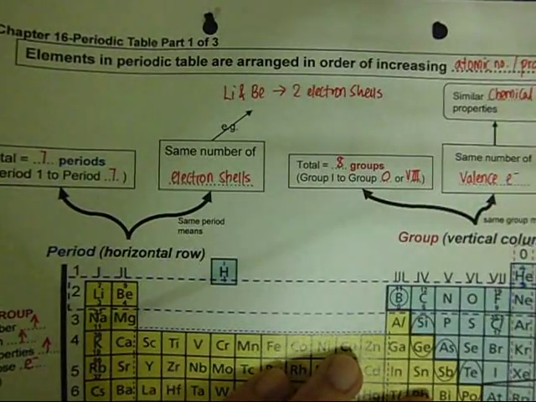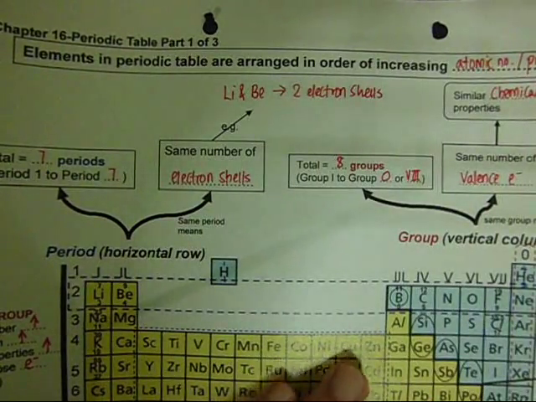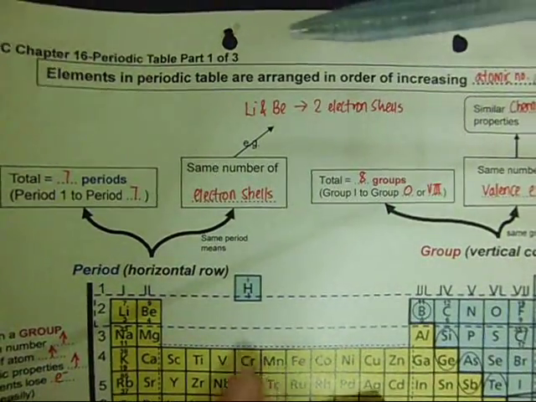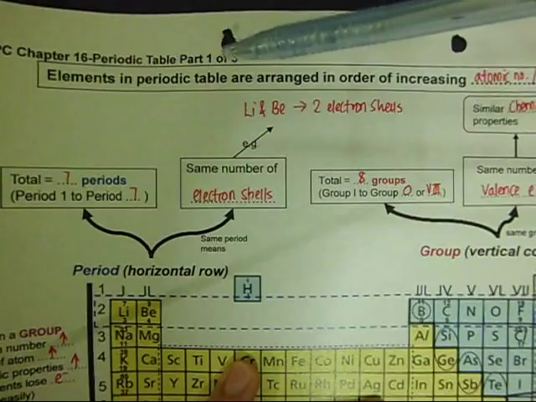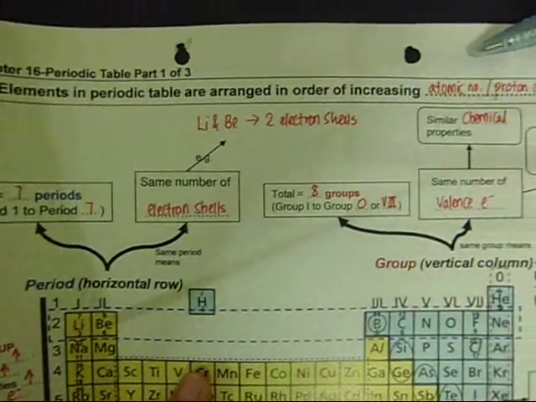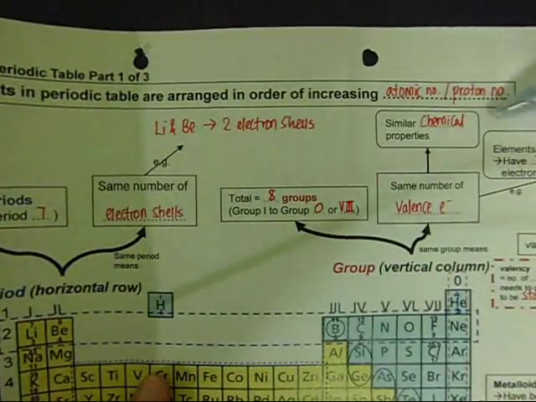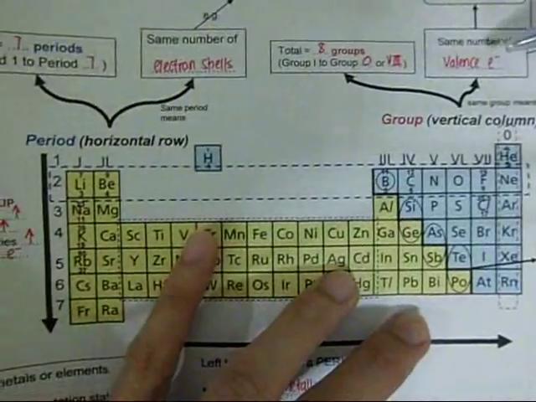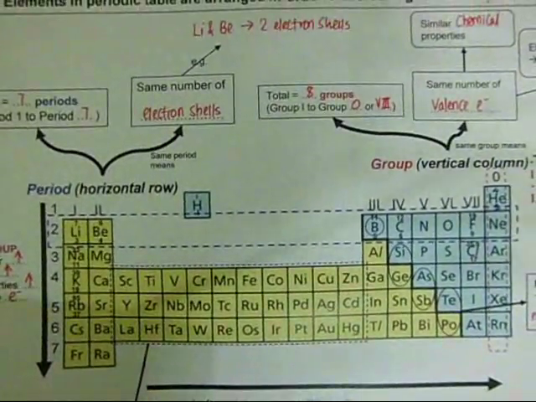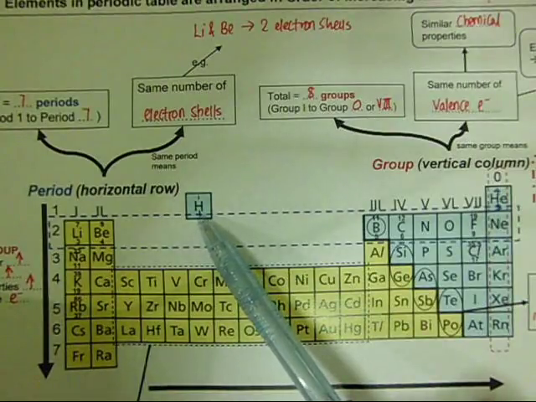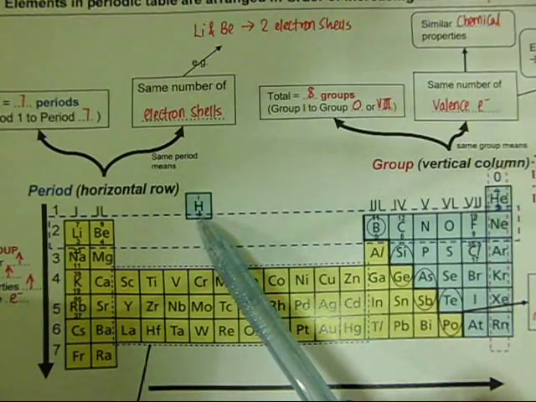Okay, this is the mind map for the periodic table chapter. Now the first thing is, let's start from the top. Elements in the periodic table are arranged in order of increasing atomic number or the proton number. So in the periodic table, you can see that the proton number is the bottom number. Okay, it's not very clear. So for example, the first element is hydrogen.